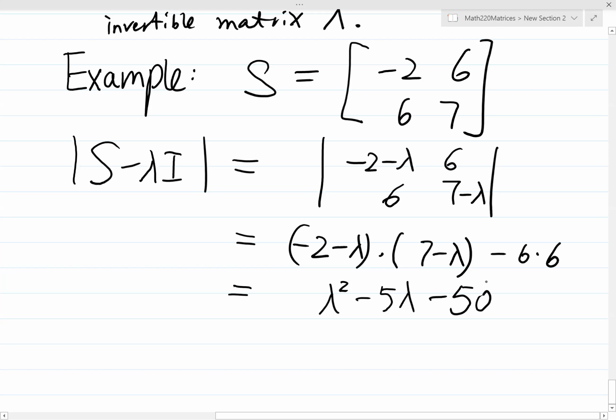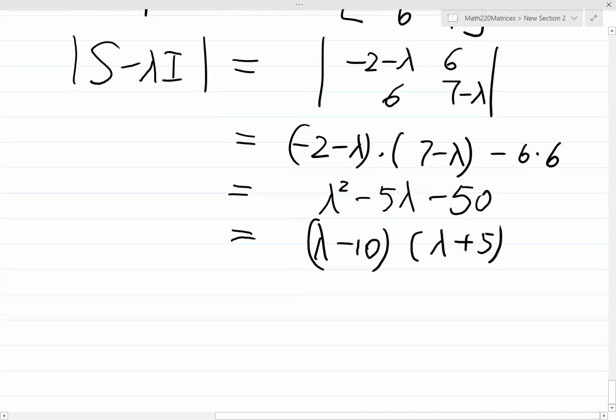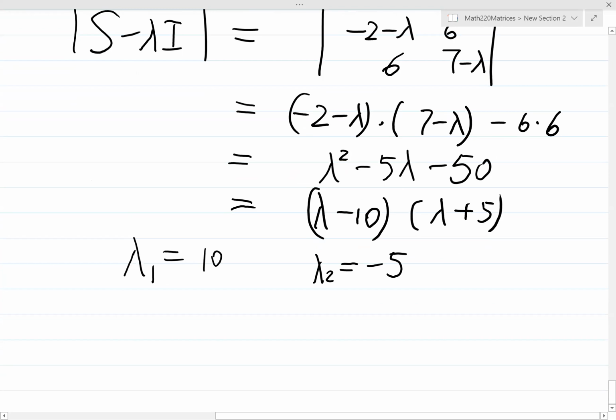Okay, we can factor this as lambda minus 10 times lambda plus 5. The characteristic polynomial has two roots. One root is lambda equals 10, and the other is lambda equals -5, coming from the two factors. So this 2 by 2 matrix has two distinct eigenvalues, and therefore it is diagonalizable.